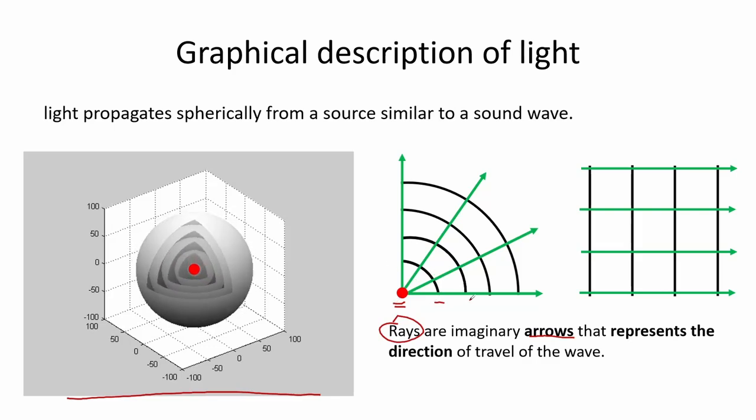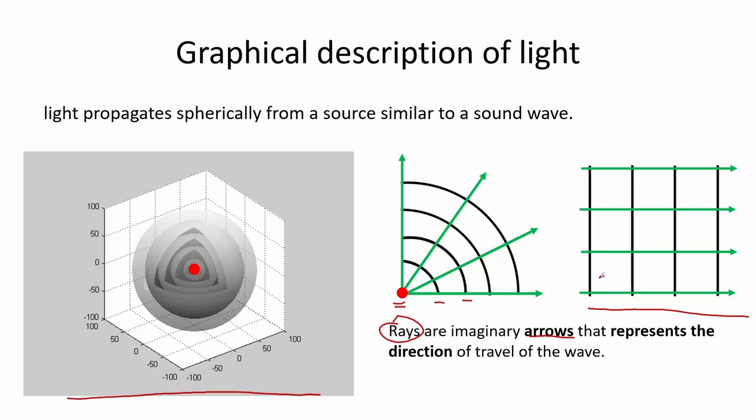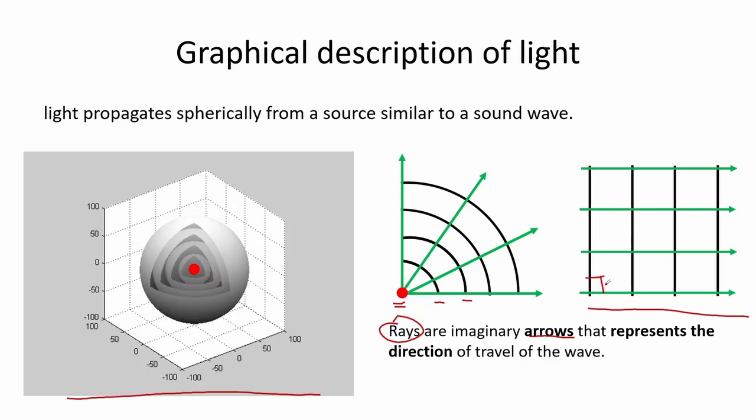We can also redraw the rays and the black lines in a way that they are perpendicular with each other, as shown on the image on the rightmost side. The purpose of drawing them as rays will allow us to graphically calculate how the light behaves, which we will show in the following slides.